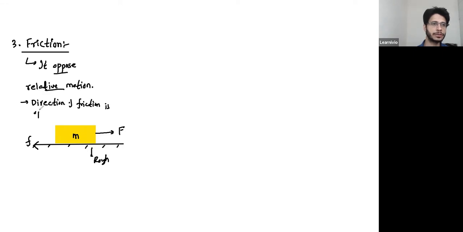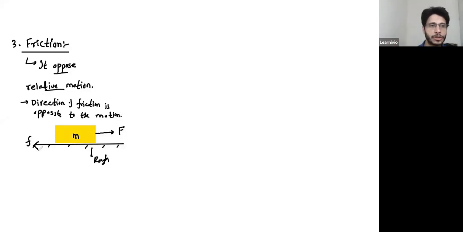Direction of friction is opposite to the motion of body. Friction always acts in a direction which is opposite to the motion of the body. So if a body is moving along the x-axis, then friction will act in the opposite direction. Yes, Abdullah, if the surface is frictionless, then the car will never stop. It will continue to move at 100 km per hour always.